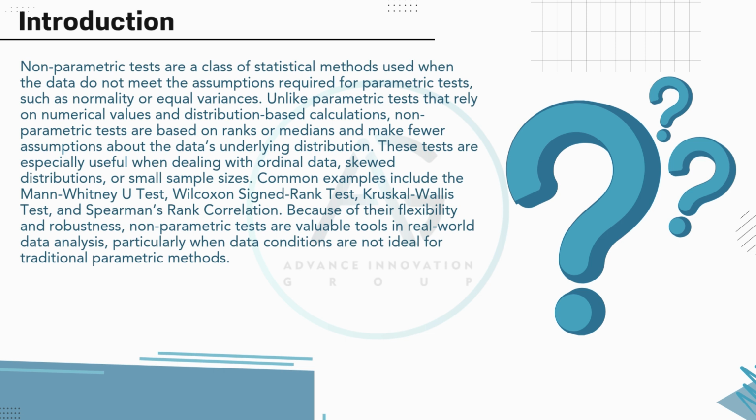These tests are especially useful when dealing with ordinal data, skewed distributions, or small sample sizes. Common examples include the Mann-Whitney U-test, Wilcoxon's signed rank test, Kruskal-Wallis test, and Spearman's rank correlation. Because of their flexibility and robustness, non-parametric tests are valuable tools in real-world data analysis, particularly when data conditions are not ideal for traditional parametric methods.